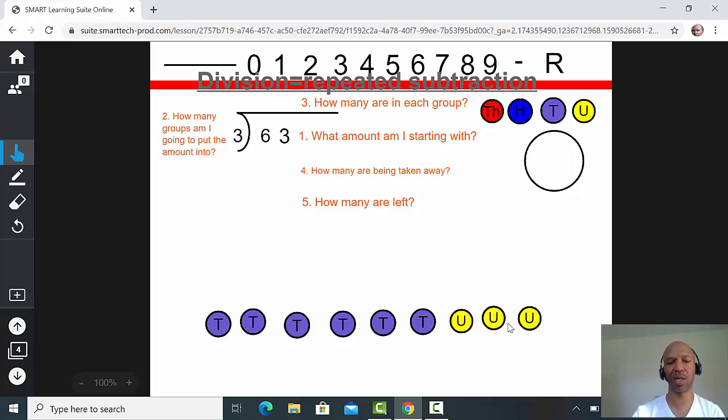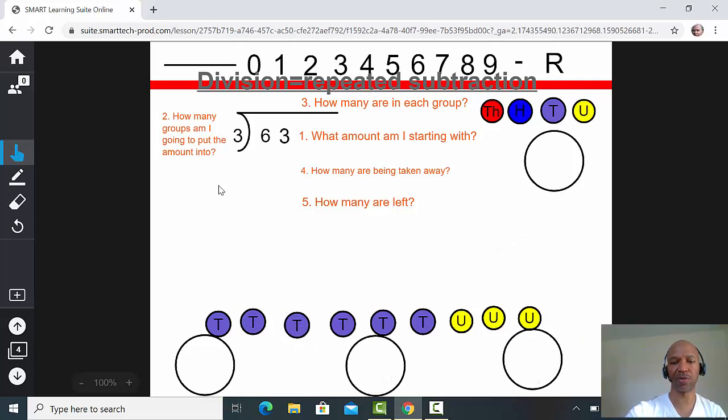So our second step is, how many groups am I going to put 6 tens, 60, and 3 units, 3, 63 into? I'm going to put 63 into 3 groups. And these circles are going to represent our groups. That's 1 group, 2 groups, 3 groups.